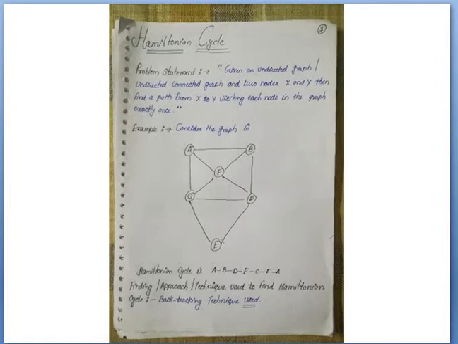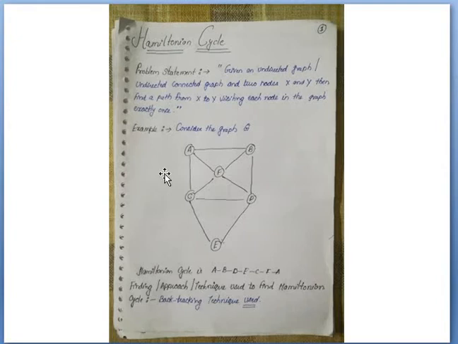The Hamiltonian cycle will be like this: A, B, D, E, C, F and then A. The starting node is A and the end node is A. So we can go in the other way also.